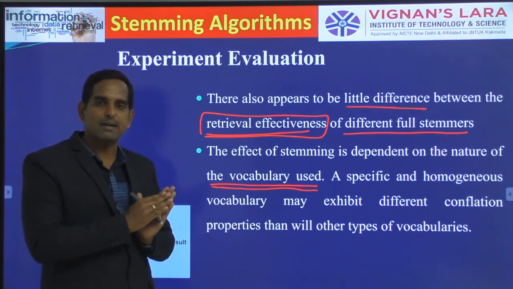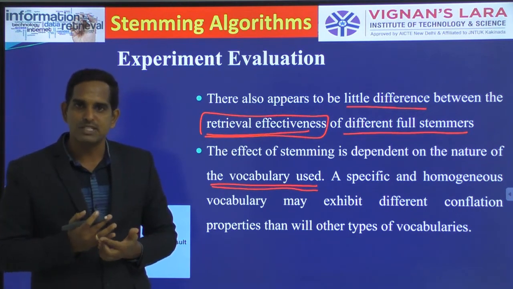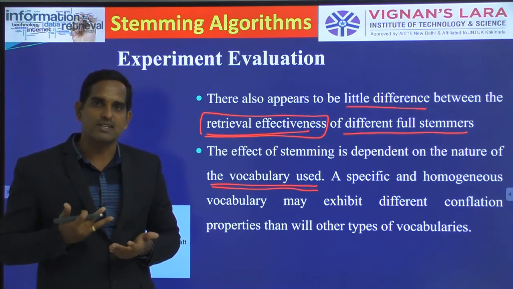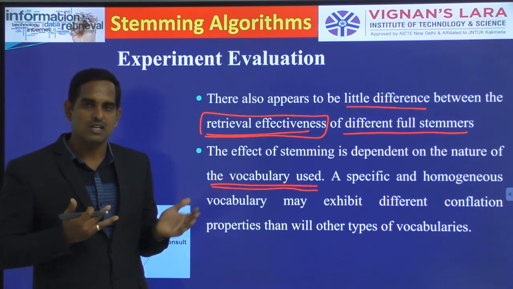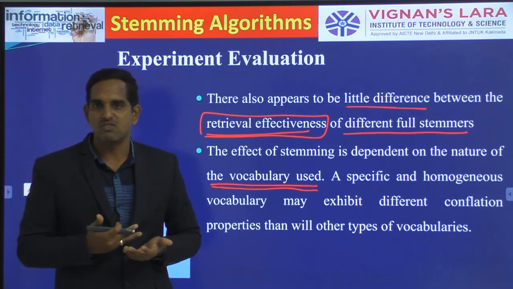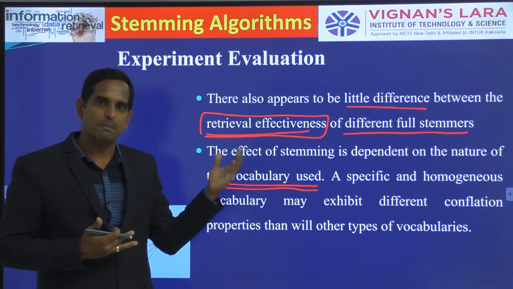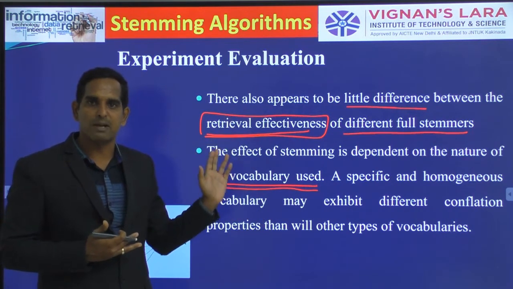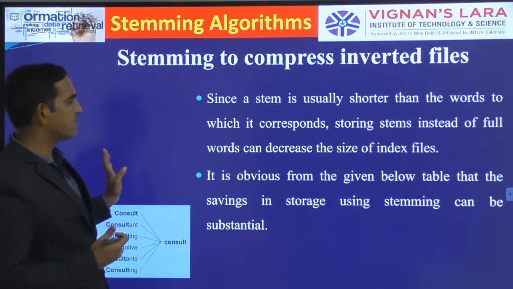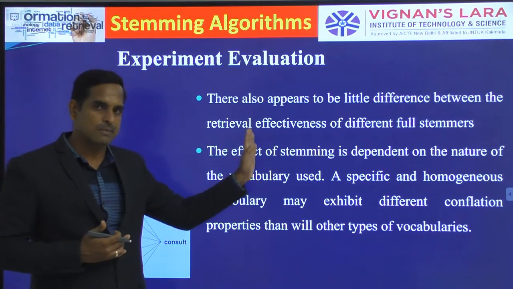So your stemming process will be largely dependent upon the vocabulary present in your database. If your database contains more English words, conflation will not be that difficult. If your database contains too many application-dependent words, as you have seen in the previous sessions, finding the stems will be somewhat difficult. So whatever vocabulary you have as part of your database will affect your stemming process. These are the various retrieval effectiveness experimental evaluations of stemming algorithms.